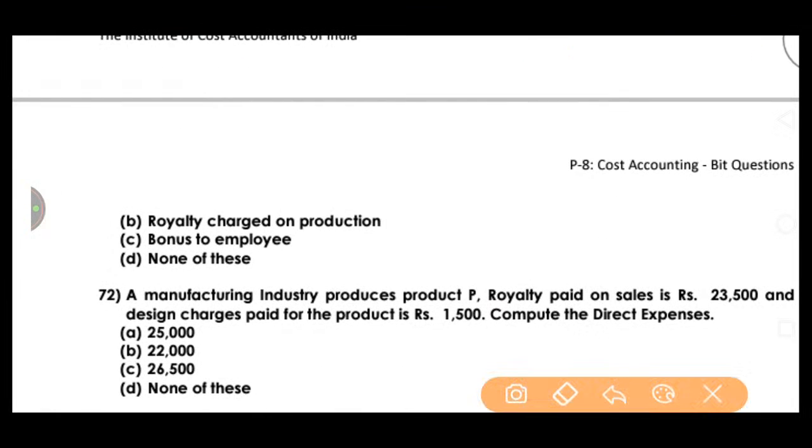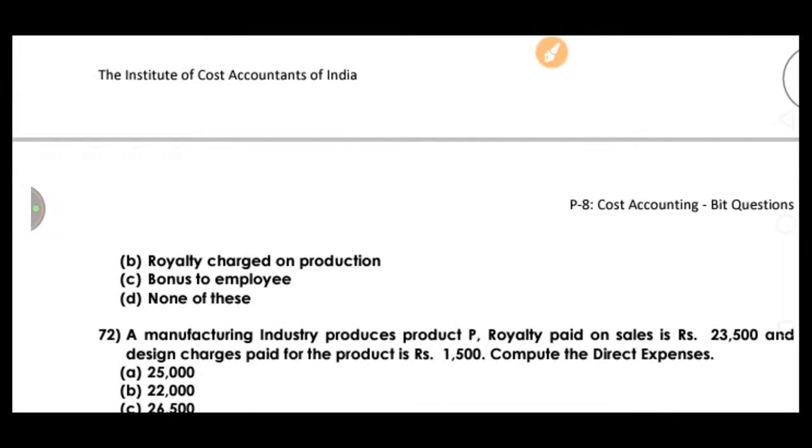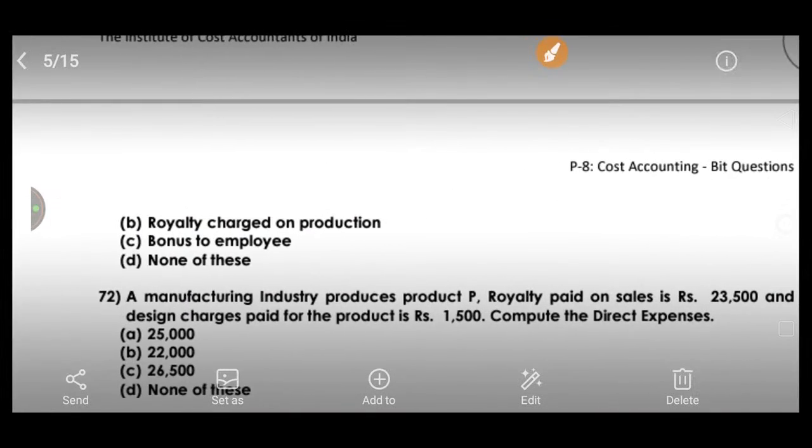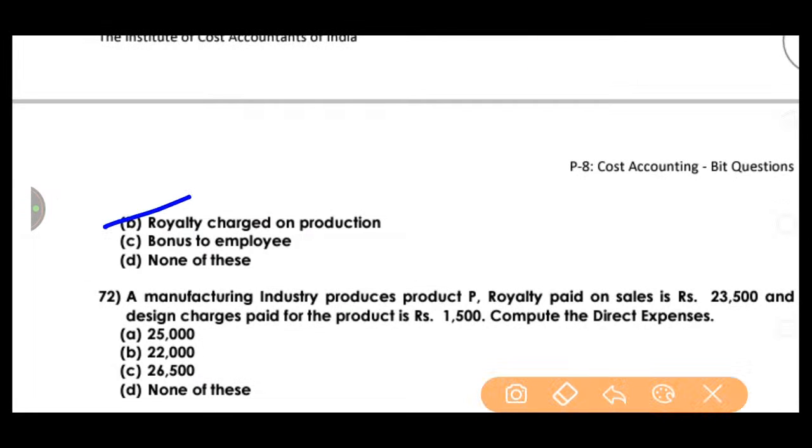Bonus to employees every month, every 6 months, is not a direct expense. So royalty is the right answer. Royalty charged on production is the right answer.